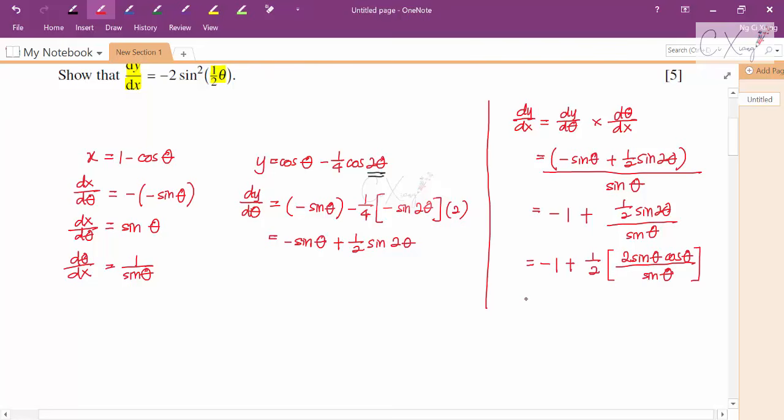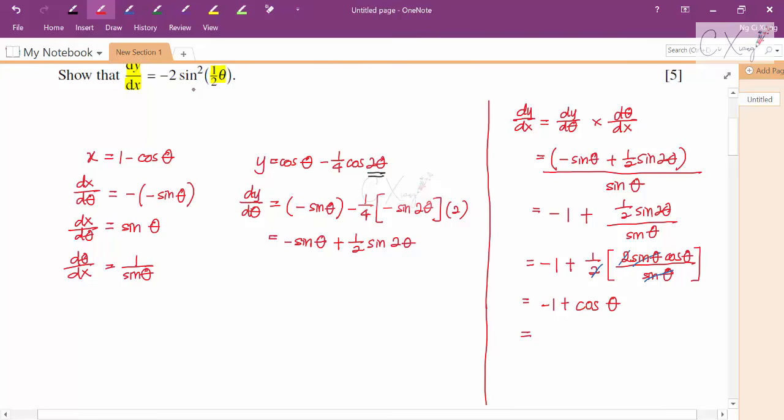If I continue further from here, you can see that we can cancel off sine theta and sine theta together, and our answer will look something like this. Also, 2 and 2 can be cancelled off. So I'm having -1 plus cos theta. Okay, let's continue further. How can I rephrase this term to become the answer that they want?